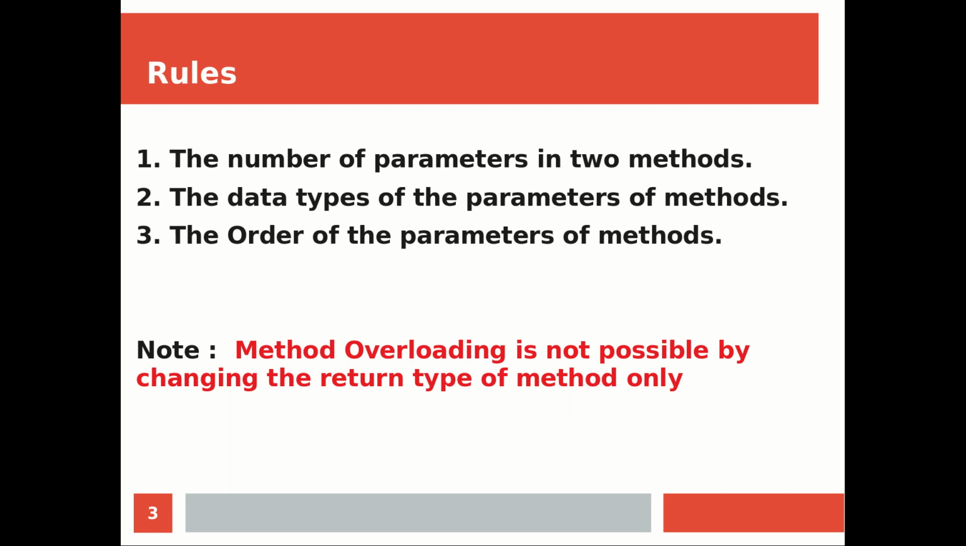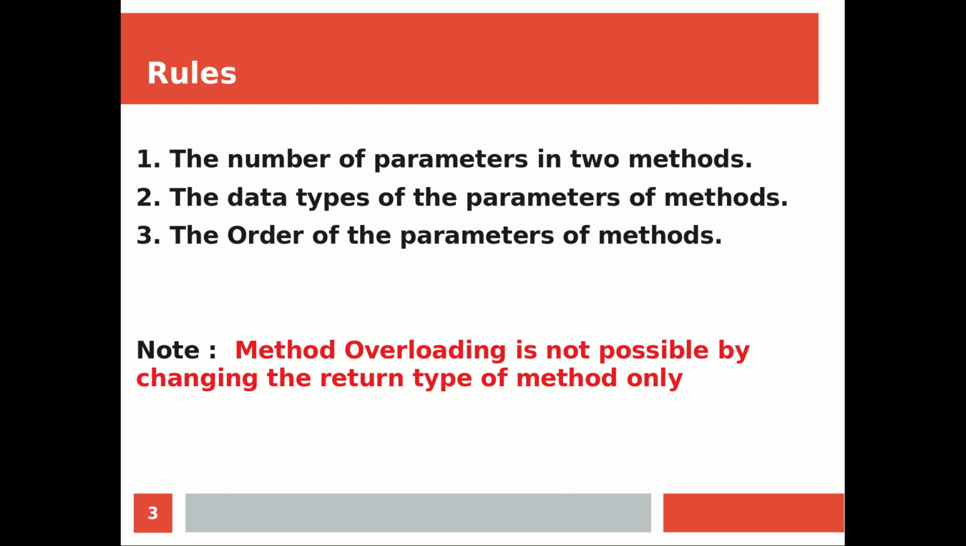The third is the order of parameters. Let's say I have a method with the same name and the same input parameters with the same data types as well, but the ordering of those parameters is different. So this is also an example of method overloading.